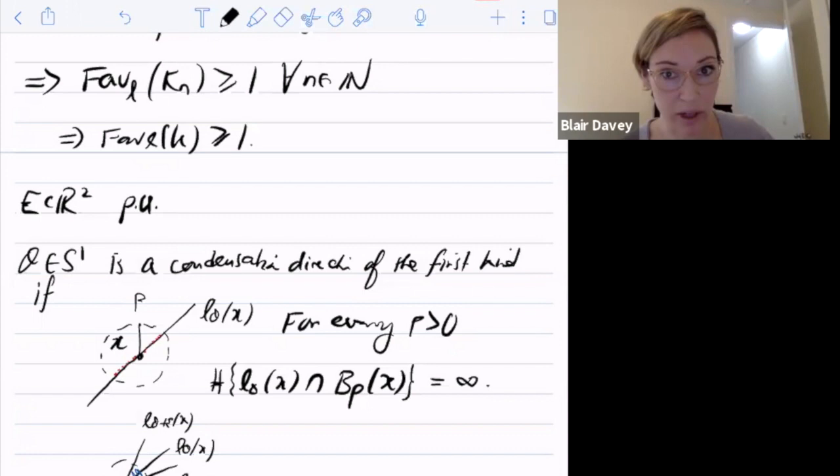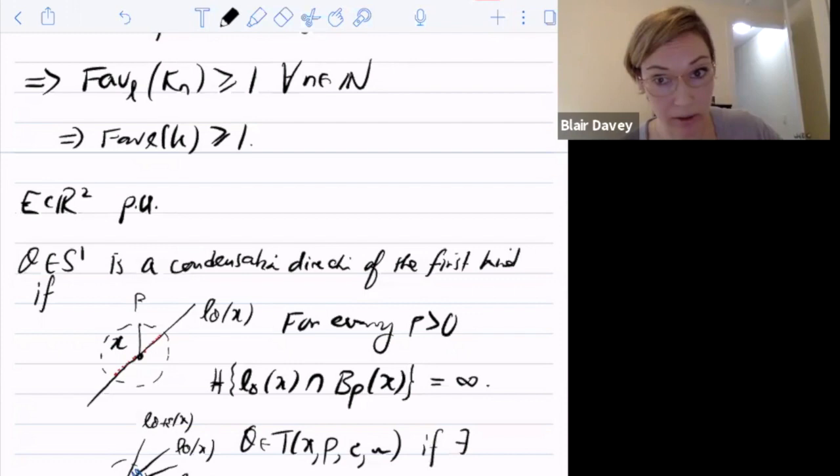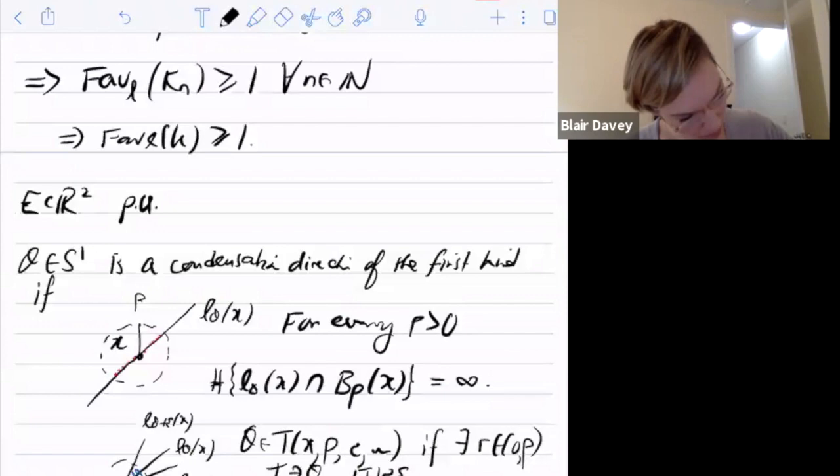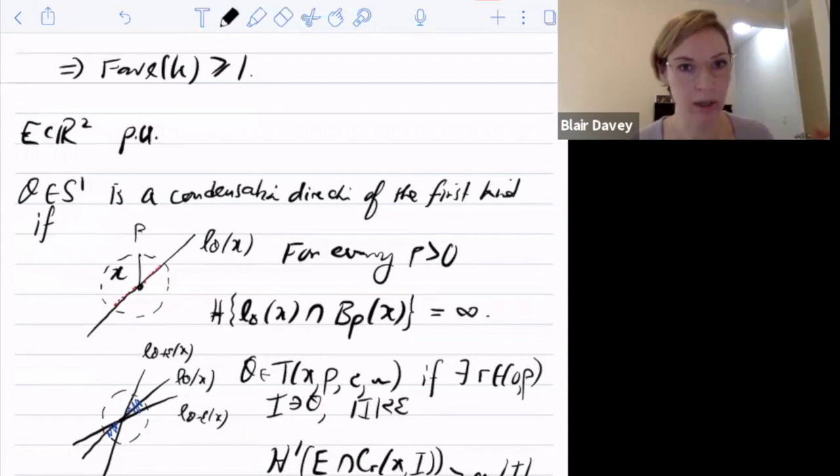we define the set T x rho epsilon m. So we say that theta belongs to the set T if there exists an I between zero and rho, I containing theta, with I having measure less than epsilon, so that when we measure what's happening in E intersected with that little bow tie associated with X and I, then this is proportionally large. And then we say that basically we do this at all scales. So it's saying if you have a lot inside of this bow tie at all appropriate scales, then it is a condensation direction of the second kind.